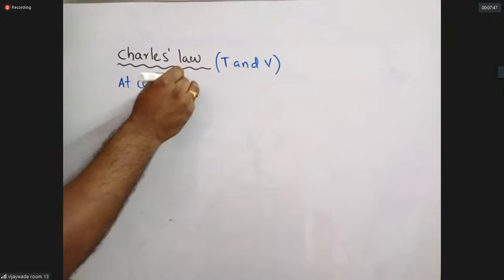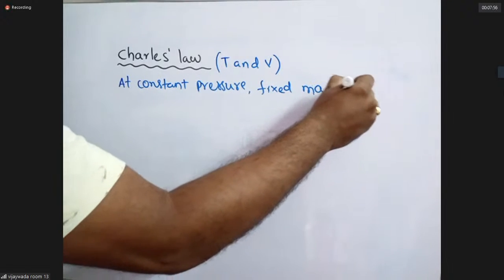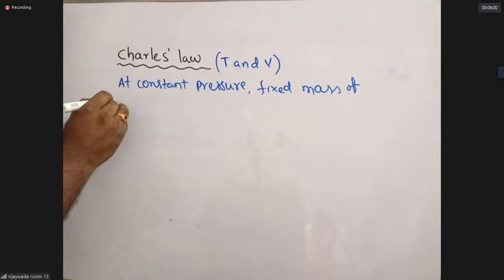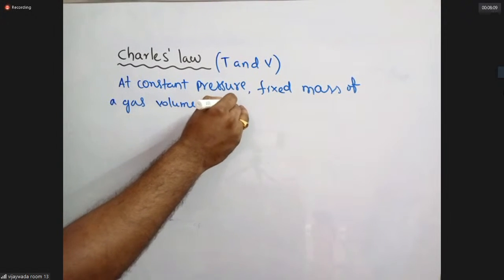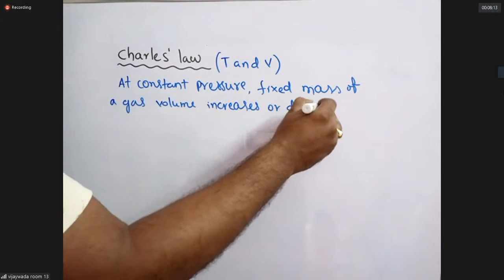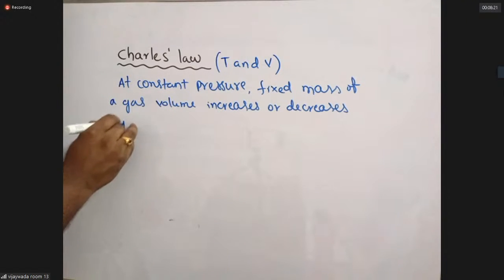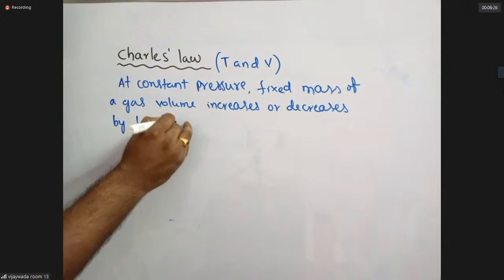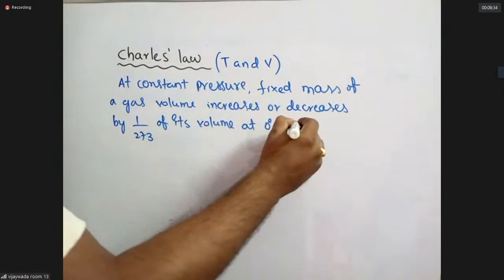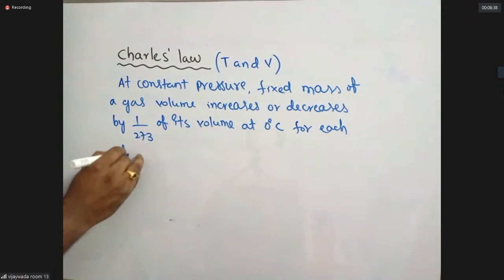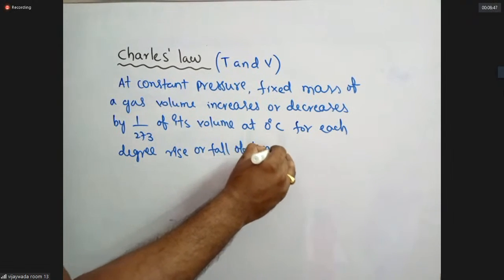At constant pressure, for a fixed mass of a gas, volume increases or decreases by 1 by 273 of its volume at 0 degrees Celsius for each degree rise or fall of temperature.